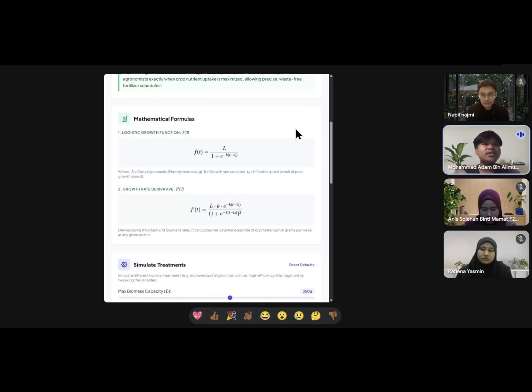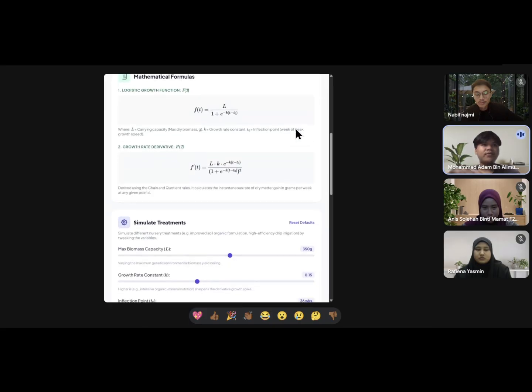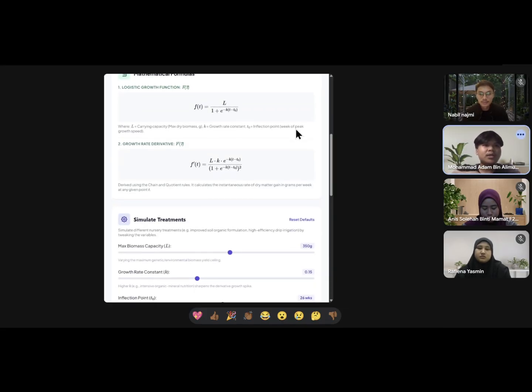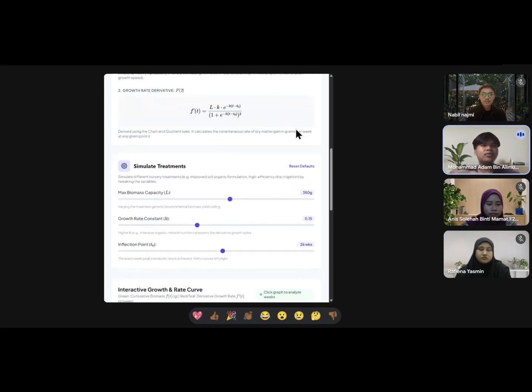The mathematical formula we use is the logistic growth function: f(t) equals L over 1 plus e to the power of minus K times (t minus T0). And we use the formula for the growth rate derivative: f'(t) equals L K e to the power of minus K (t minus T0), over (1 plus e to the power of minus K (t minus T0)) squared.